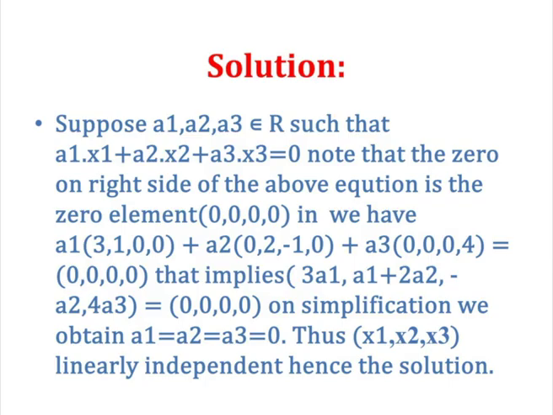Suppose a1, a2, etc., an belong to R such that a1 x1 plus a2 x2 plus a3 x3 equal to 0. Note that 0 on the right side of the above equation is the zero element (0, 0, 0, 0). We have a1 times x1, (3, 1, 0, 0), plus a2 times the second point, plus a3 times the third point, equal to (0, 0, 0, 0).